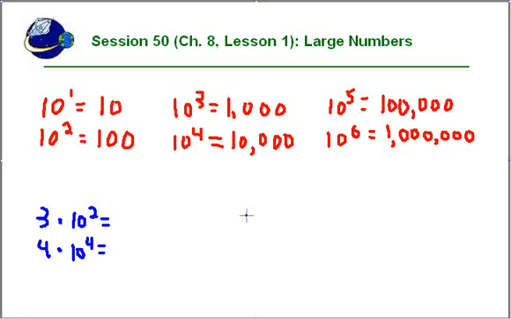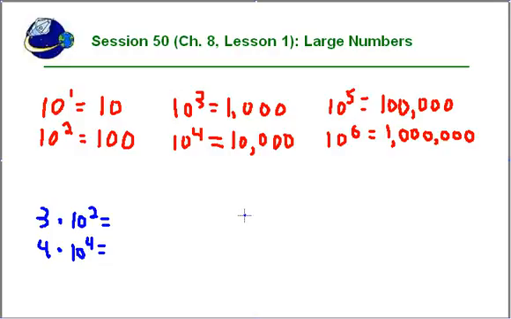In the next several sessions here, we're going to be looking at exponents and their different uses, as well as some of their different properties. In this session, session 50, we're going to be looking at, in particular, exponents and their relationship with scientific notation.